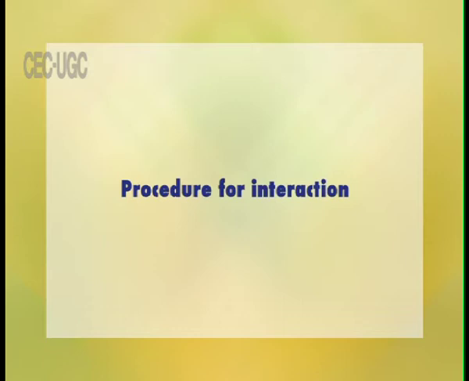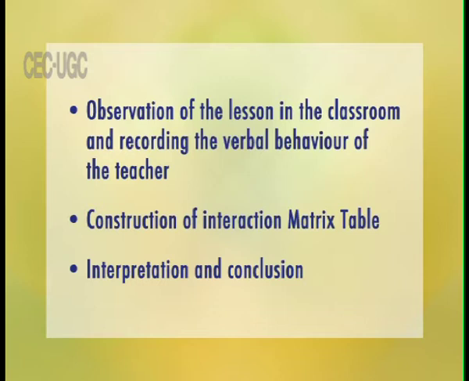After this, students, let us discuss the procedure for interaction. The procedure for interaction analysis involves these steps. Number 1, observation of the lesson in the classroom and recording the verbal behavior of the teacher in terms of 10 categories suggested by Flanders. Second, construction of interaction matrix table. And number 3rd, interpretation and conclusion. Let us describe these 3 steps for better comprehension.